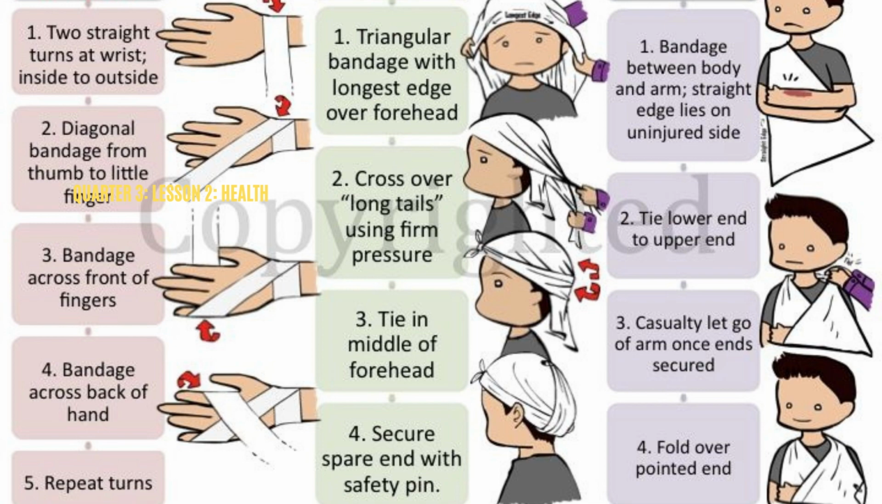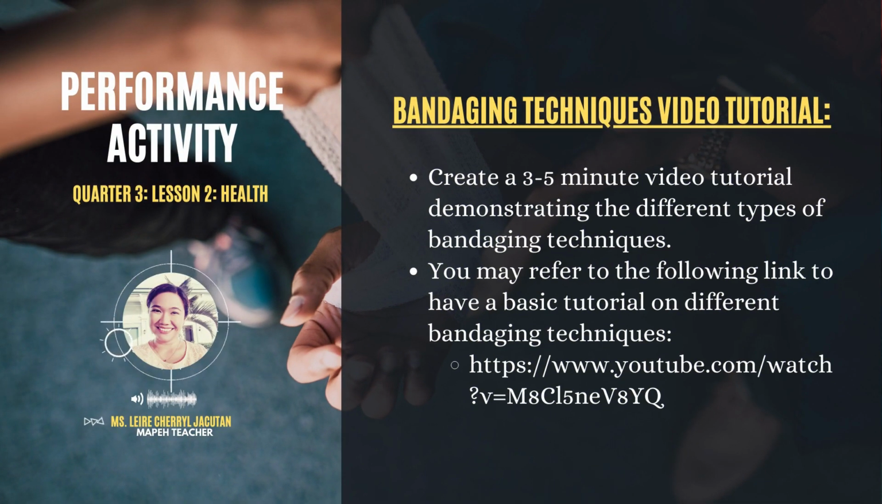Now that we are done with our discussion, I'm going to explain to you what will be your performance activity in health for the third quarter. The topic is about different bandaging techniques using a video tutorial. So how are you going to make this performance activity? Number 1 is to create a 3 to 5 minute video tutorial demonstrating the different types of bandaging techniques. You may refer to the following link to have a basic tutorial on how to conduct different bandaging techniques. The link is provided in this video.